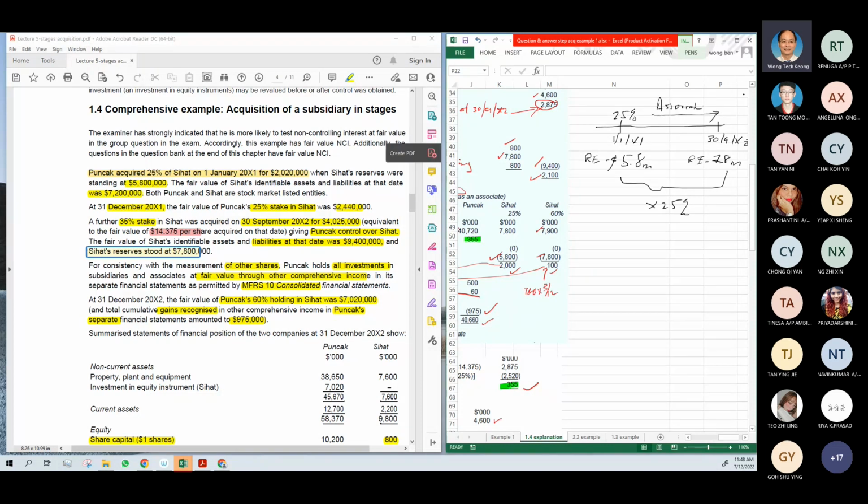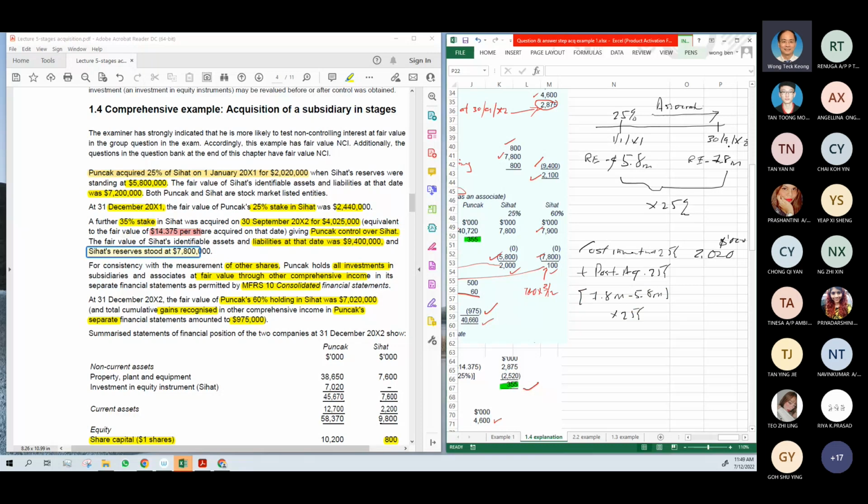So remember equity accounting, I will explain one more time. Equity accounting is the cost of investment, 25%, you pay 2,020,000, plus post-acquisition profit. But this time you can share 25%. How much post-acquisition profit? 7.8 million minus 5.8 million, times 25%.